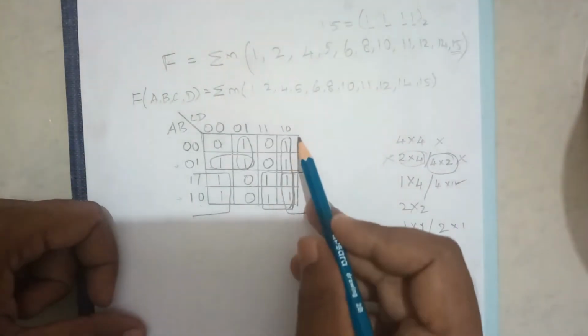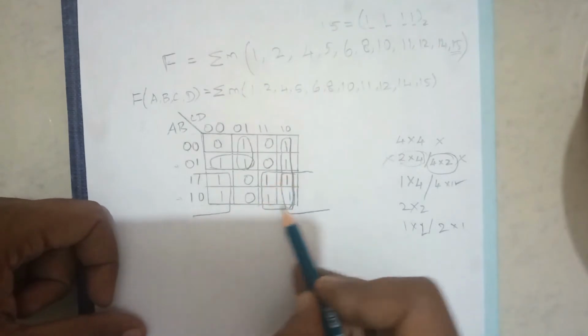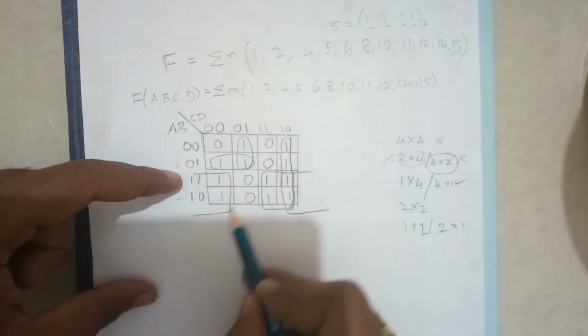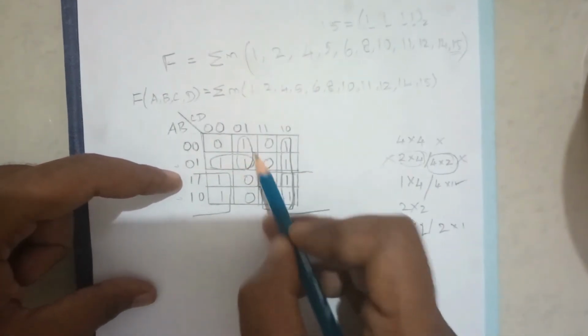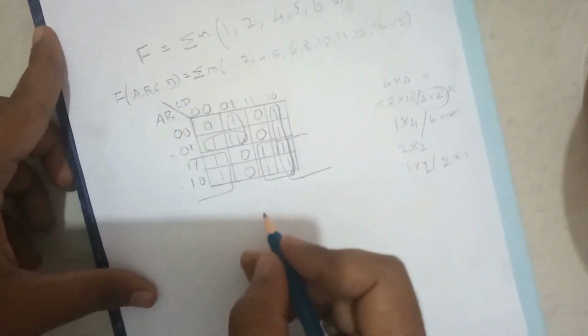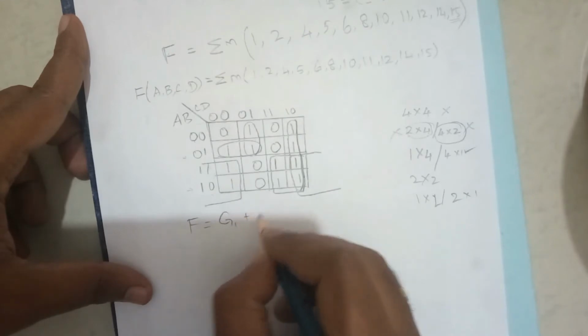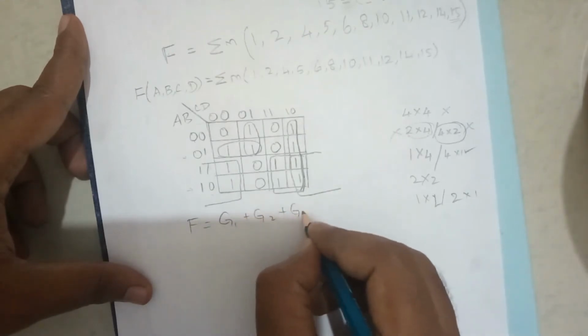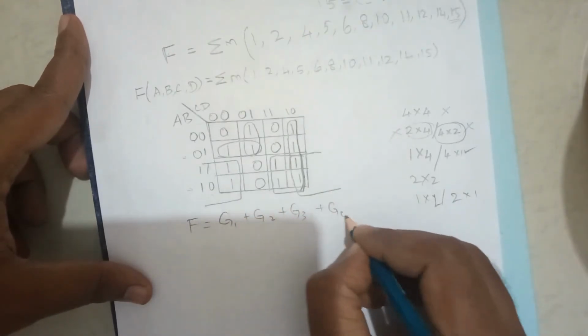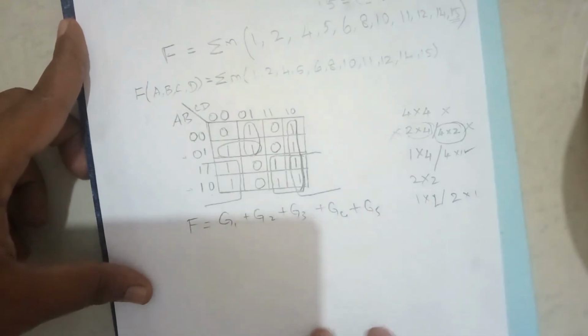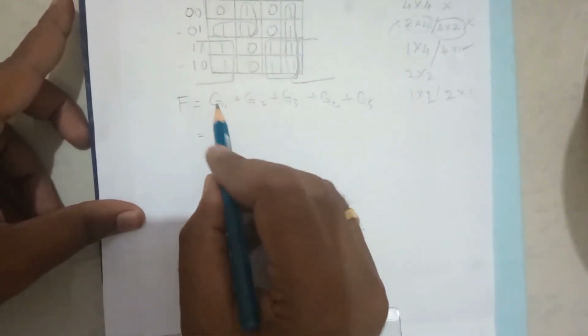Now totally group 1, group 2, group 3, group 4, group 5, totally 5 groups are there for my function. So I can write it as group 1 plus group 2 plus group 3 plus group 4 plus group 5. Correct. Next stage is, let me select this one as group 1.